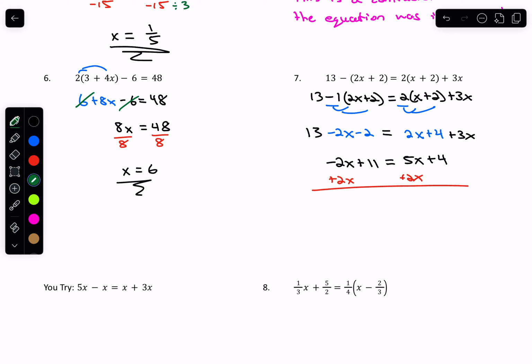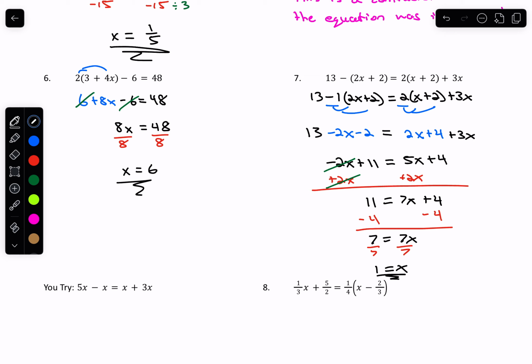Okay, this cancels out the x's on the left. They add together to be 0. And so I end up with 11 is equal to 7x plus 4. I can then go ahead and subtract 4 from both sides to get all of the constants to the left. I now have 7 equals 7x. And then last step is just to divide both sides by 7. And when we do that, we're going to get 1 is equal to x.